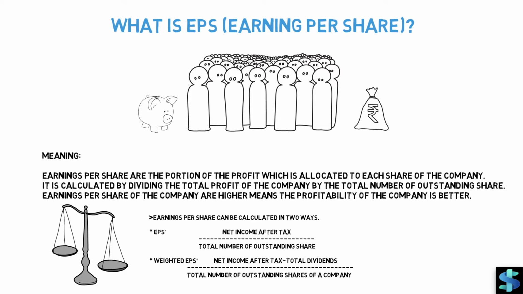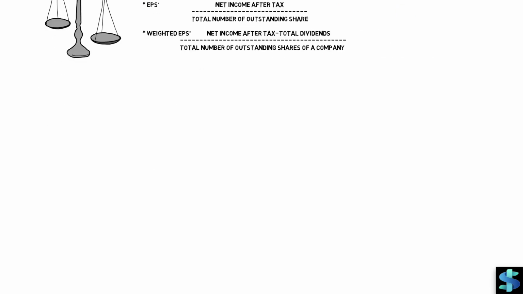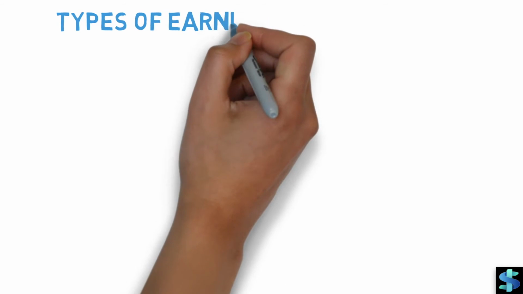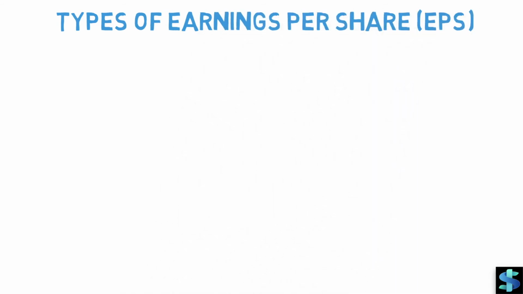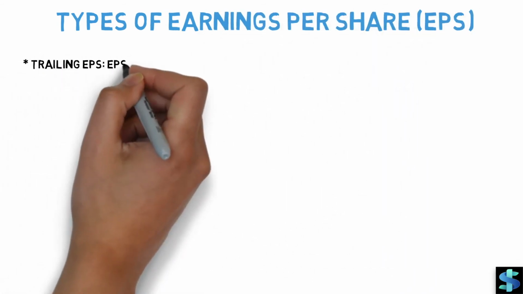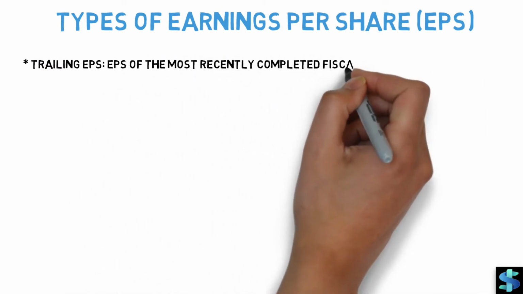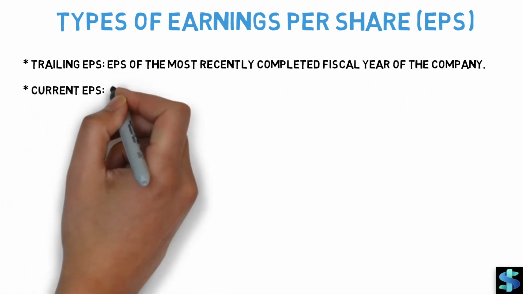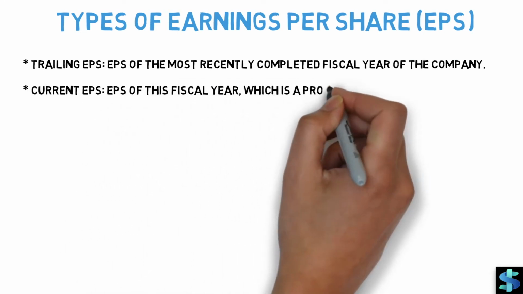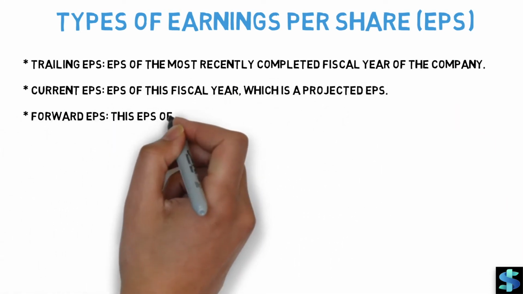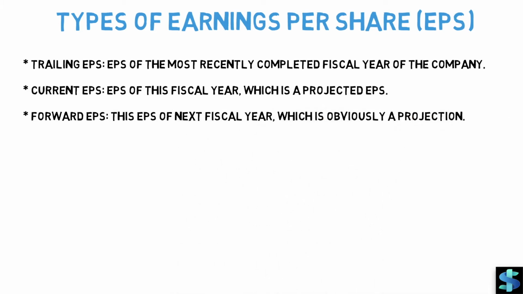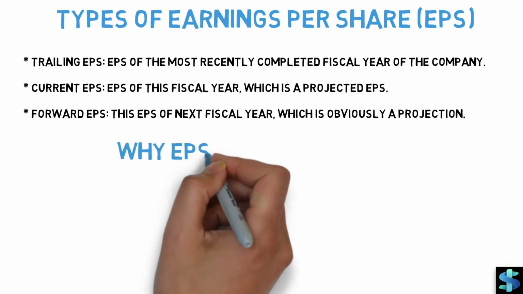But only calculation of EPS is not enough to know about your stock's value and what the market thinks about your stock. You should calculate some ratios also for this purpose. Types of earnings per share are as follows. Trailing EPS. This is the EPS of the most recently completed fiscal year of the company. It is the actual EPS. Current EPS. This is the EPS of this fiscal year, which is a projected EPS. Forward EPS. This is the EPS of the next fiscal year, which is obviously a projection. So these types help you to know about a stock and compare it with its peers.